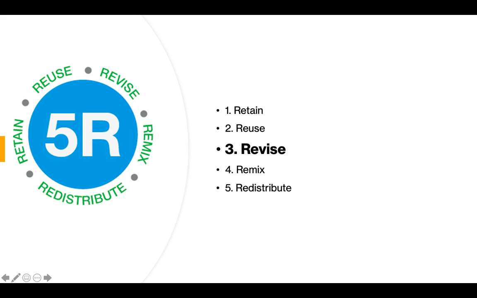Next, we have revise. This allows the open educational resource to be adapted, adjusted, modified, or altered to suit a specific need. One example is the ability to translate the original content into another language. Or, if the original materials or content was, for example, created for an upper division course in your discipline, you could revise the content to use in a lower division course, or vice versa. So it's the ability to revise that content to meet a specific need.